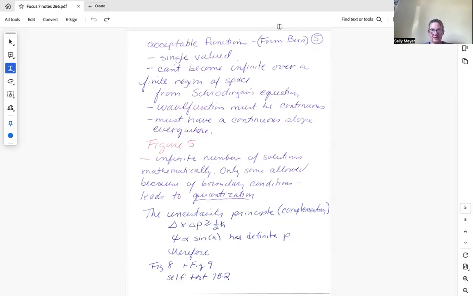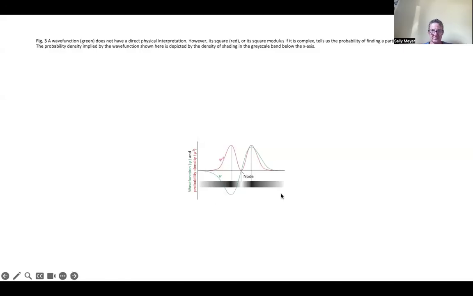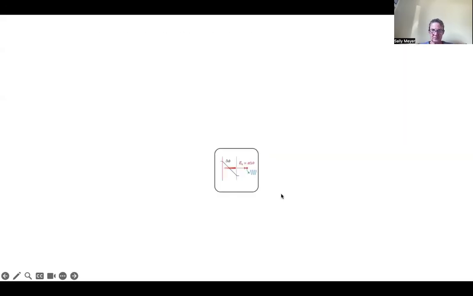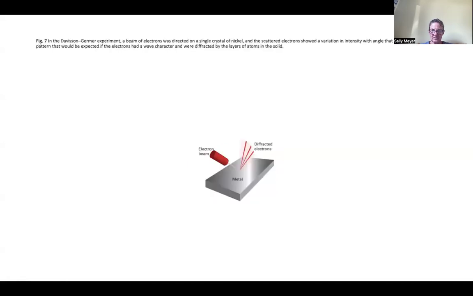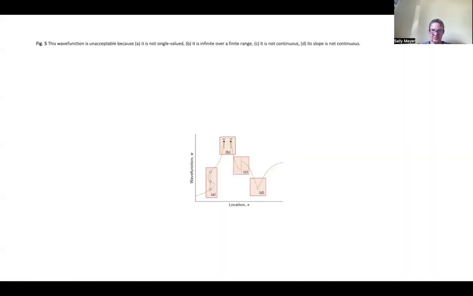So if we take a quick peek at the pictures in your book that show those restrictions on the functions. There we go. So this is just showing you. The first one has to be single valued. If it looked something like this, then when you were at this location in x, you'd have 3 different probabilities of finding the particle.